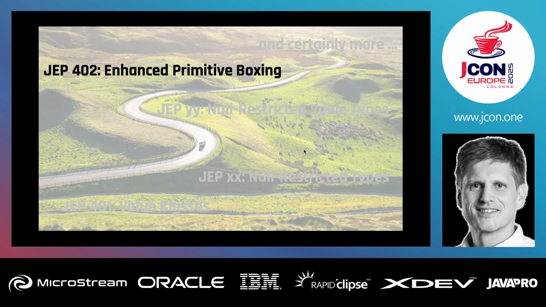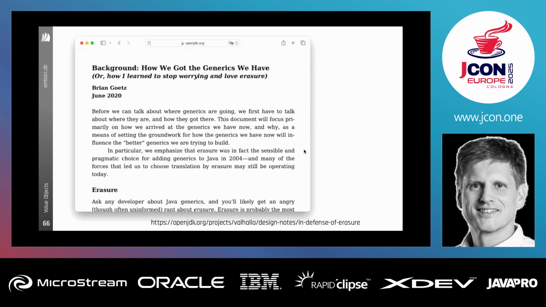Okay, let's go to the third one, which is called enhanced primitive boxing. It's JEP 402. And there's a very good article. There are three parts of these articles, and I'm not sure, I think the third one is it. It's about why we have generics. What's the history of generics?